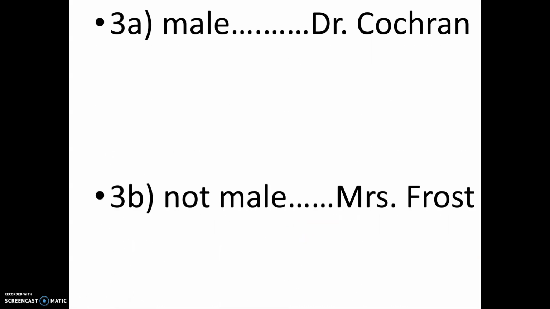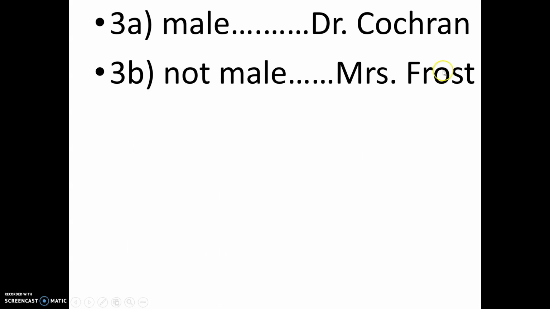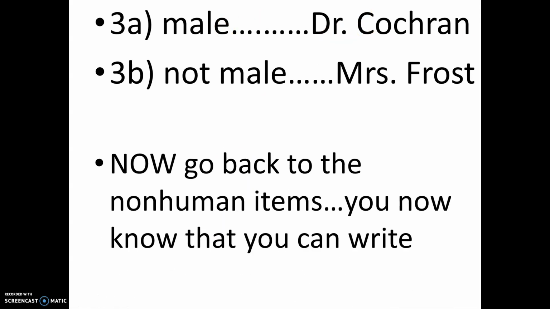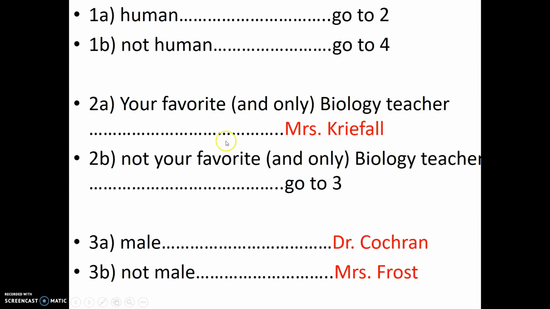Now we can do male and not male. We only had two items left, so go ahead and fill them in. If you had more, let's say you still had six items, then we would do something to eliminate one, and we continue to step 4. We're not done. Now we have to go back to the non-human items. Go to 4.